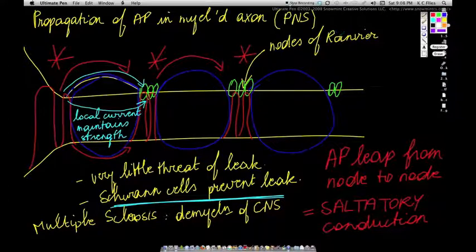This wraps up our discussion of how action potentials propagate, how they fire, and what they look like on a graph.